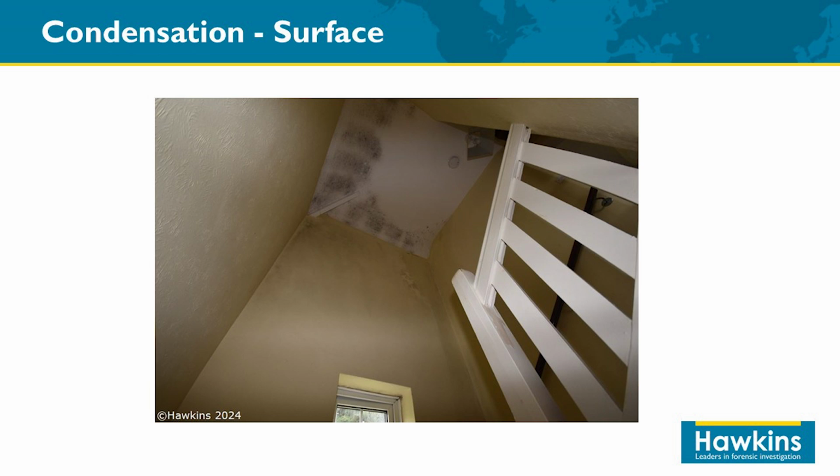This can lead to condensation. So in this example, we've got some mould at the top of the staircase. This is a little bit of roof where it's not insulated properly. And what's happened here is warm moisture-laden air in the property has touched a colder surface. It's condensed. If the moisture stays around for a while, mould can then form.